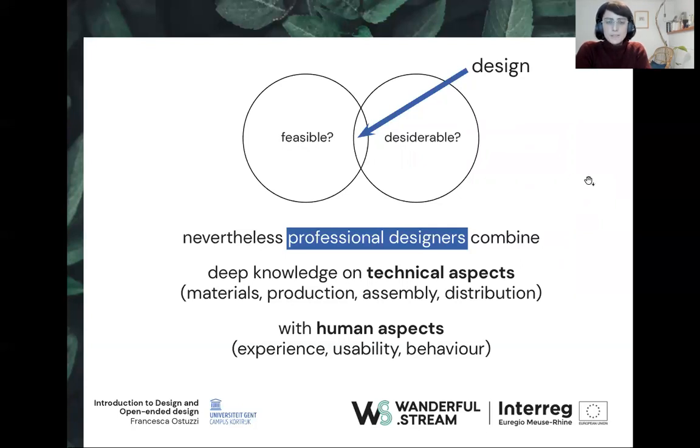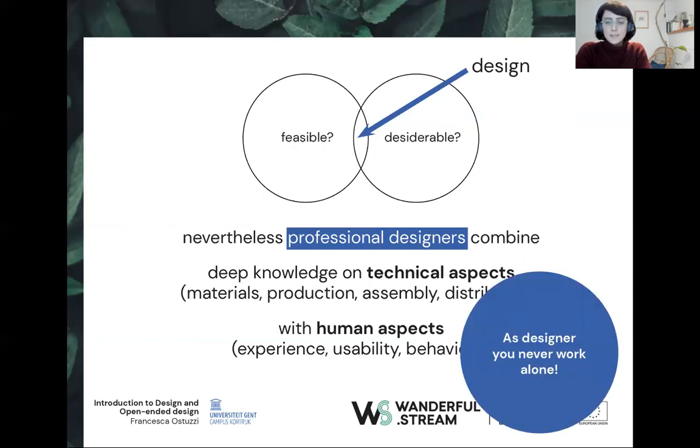So in other words, a good designer asks him or herself, is this feasible? But also, is this desirable? And so this is something very important to keep in mind when taking up a design challenge. It's not only about the technical aspect, but is as much also about the human aspects.